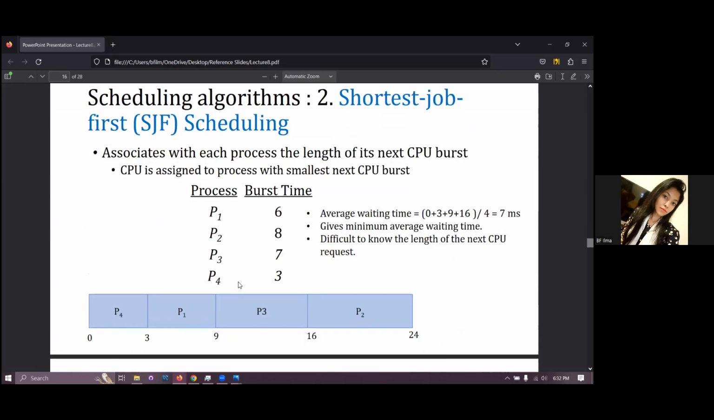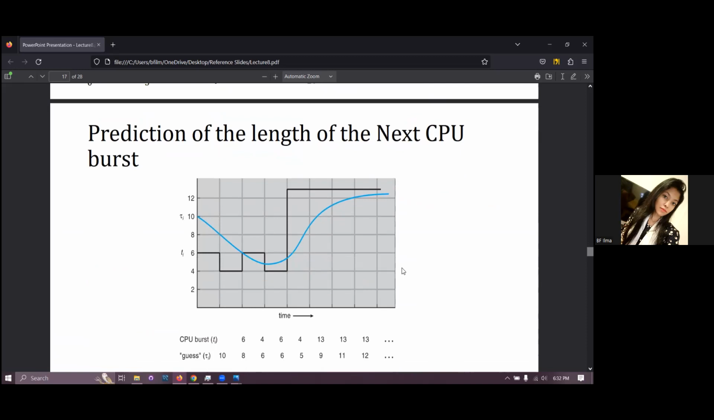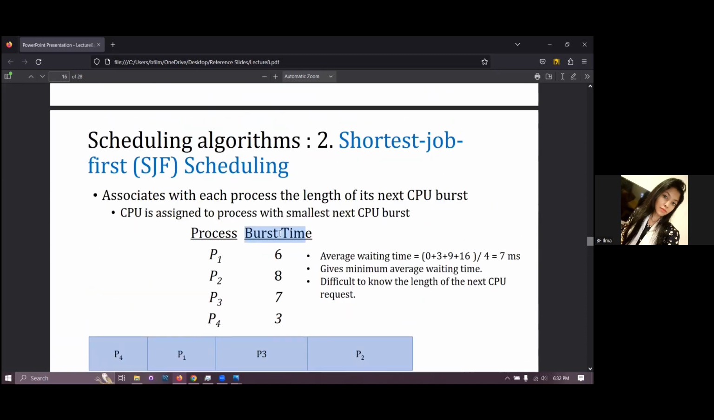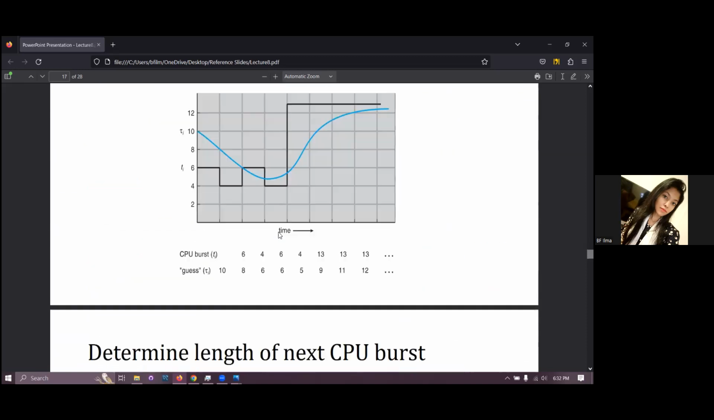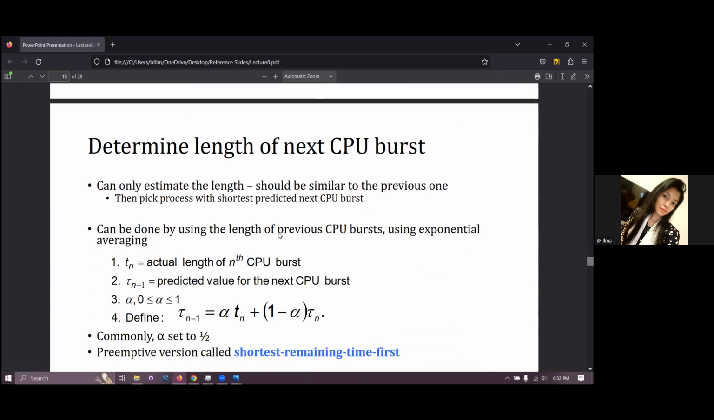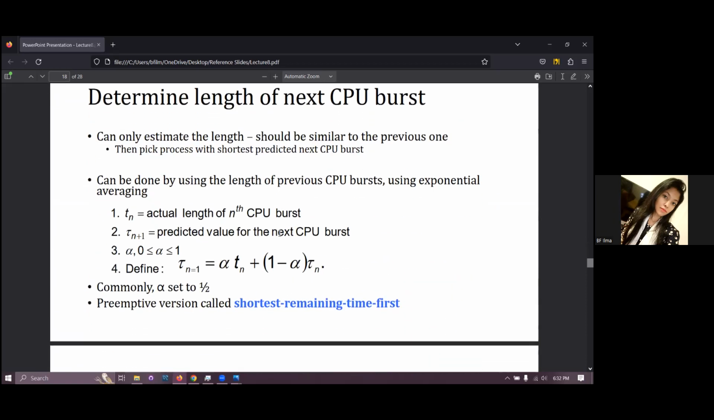The next one is shortest job first, where we are looking at the burst time. This is actually easy. If the next burst time is given, we can directly draw the Gantt chart. However, SJF is looking at the next burst cycle, so it has to make predictions on the time period of the next burst cycle.